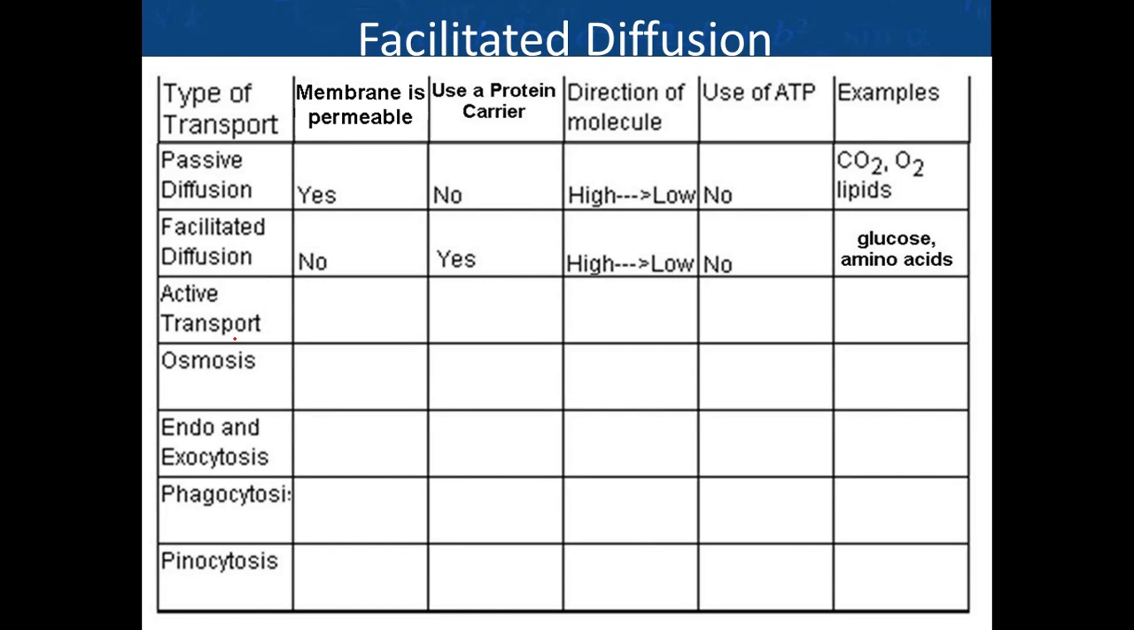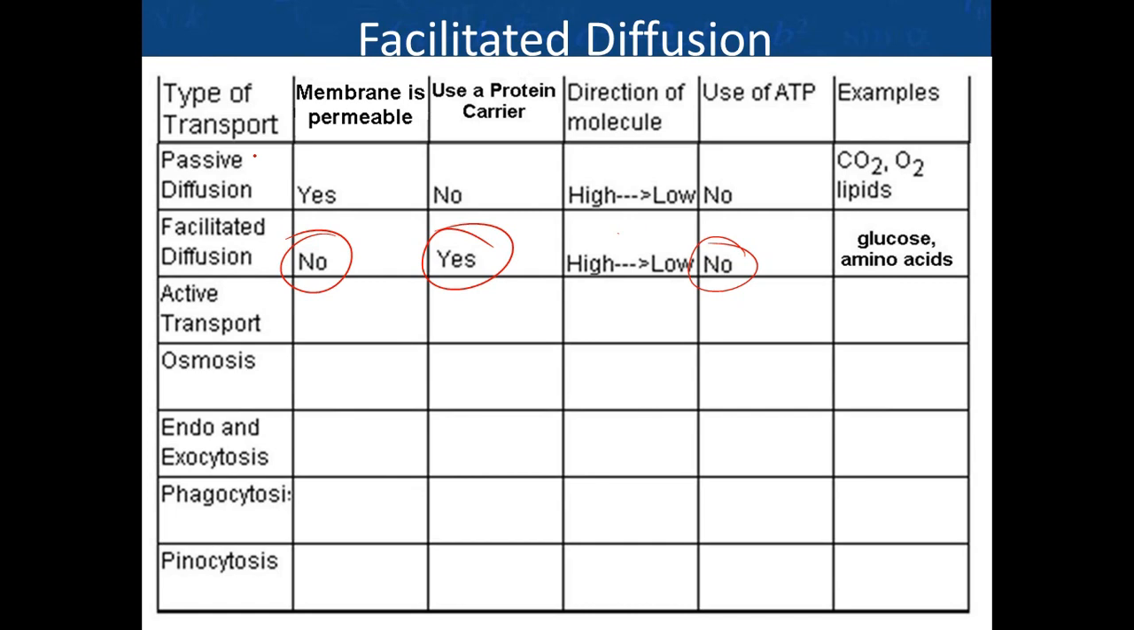So in looking at this facilitated diffusion, is the membrane permeable to the molecule? The answer is no. So because of that, we need a facilitator, if you will, or a carrier molecule. The direction is also from high to low. Do we need ATP? No. Some examples that use facilitated diffusion include glucose and certain amino acids.